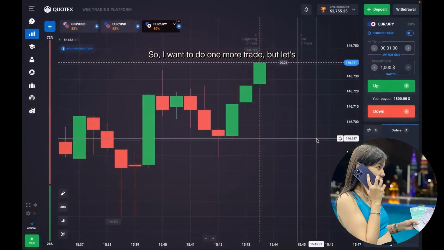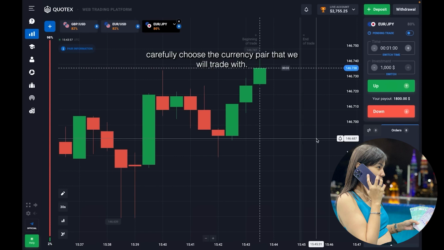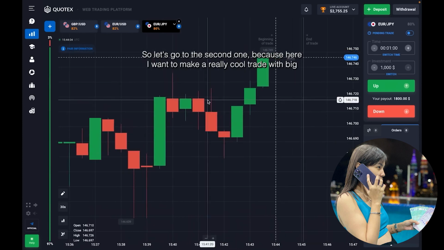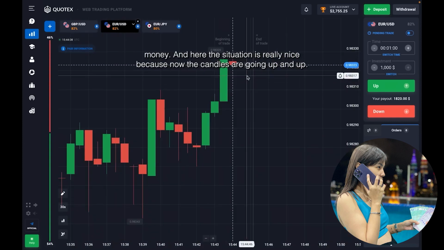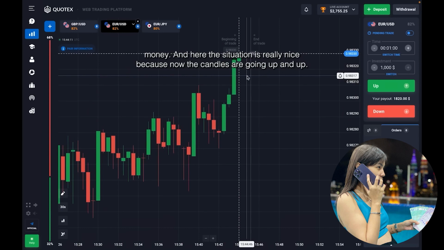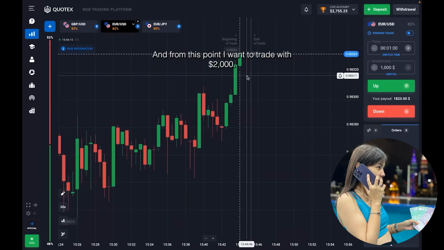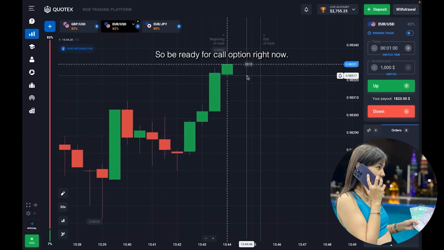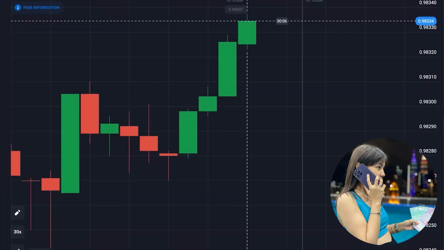So I want to continue, I want to do one more trade, but let's carefully choose the currency pair that we will trade with. Let's go to the second one because here I want to make a really cool trade with big money. And here the situation is rather nice because now the candles are going up and up, pretty good situation. From this point I want to trade with $2,000, so be ready for a call option right now.